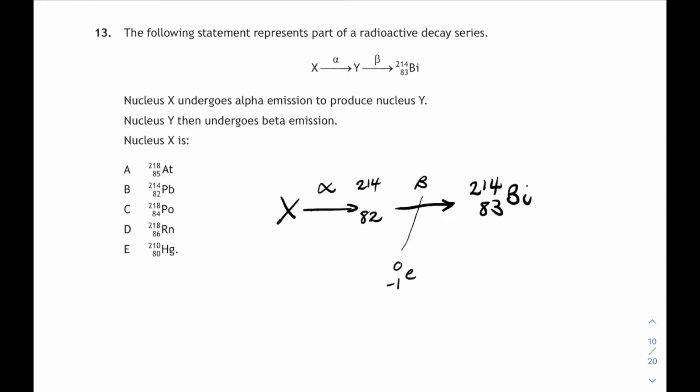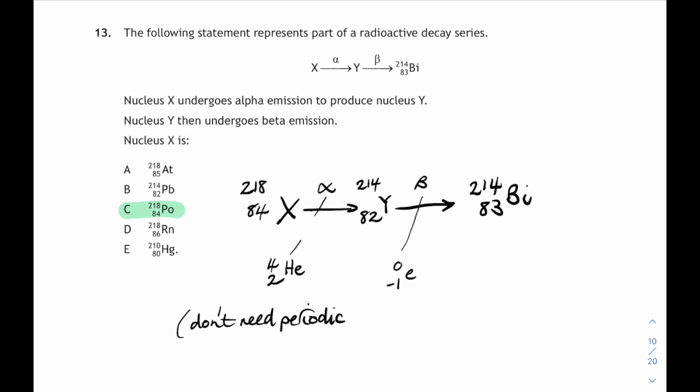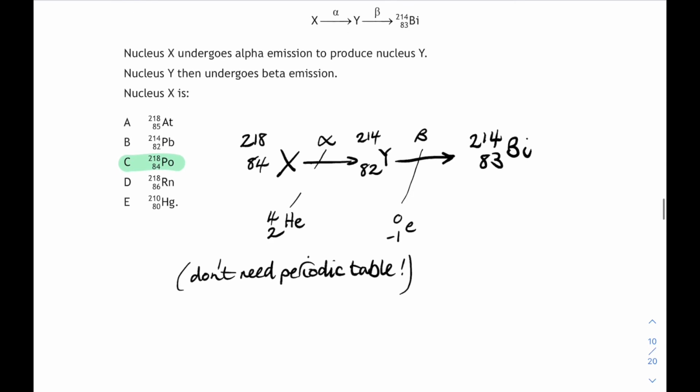Because when a beta particle is emitted, the mass number stays the same, but the atomic number goes up by 1. So now if we know what nucleus Y was, we can trace back to nucleus X, because if X emits an alpha particle, which is the same as a helium nucleus, then its mass number must have gone down by 4, and its atomic number has gone down by 2. So we're looking for 218 on the top, 84 on the bottom. So the only answer it can be is answer C. And we don't even have to look up the periodic table here, because there's no other options for 218/84. So it can only be polonium 218/84. It's answer C.